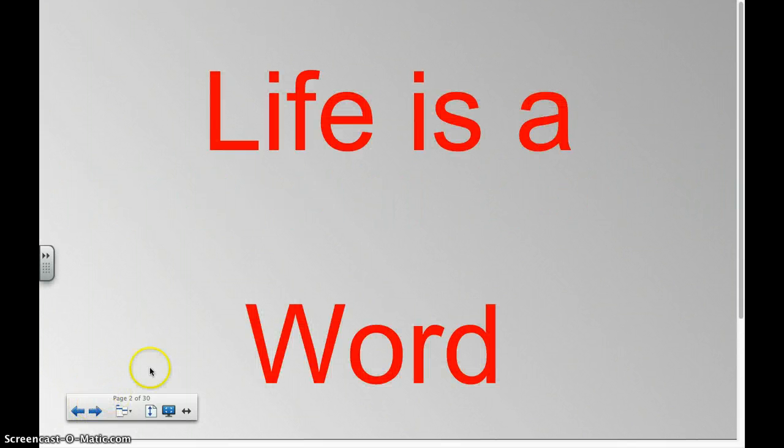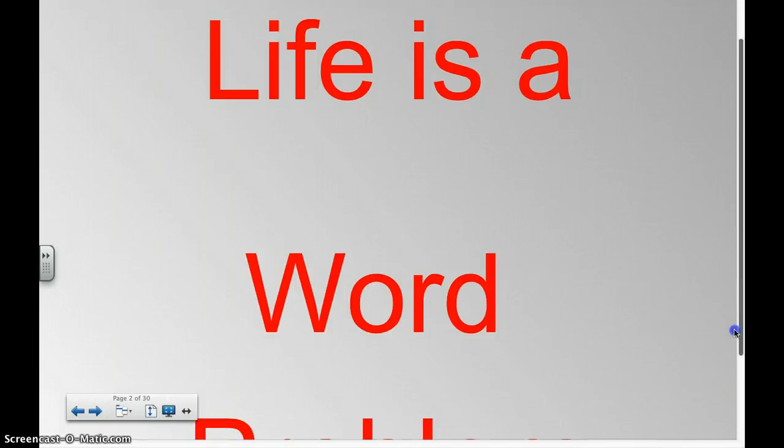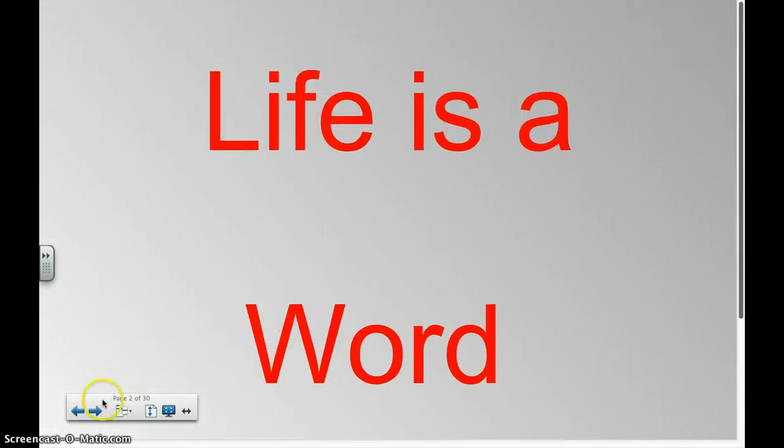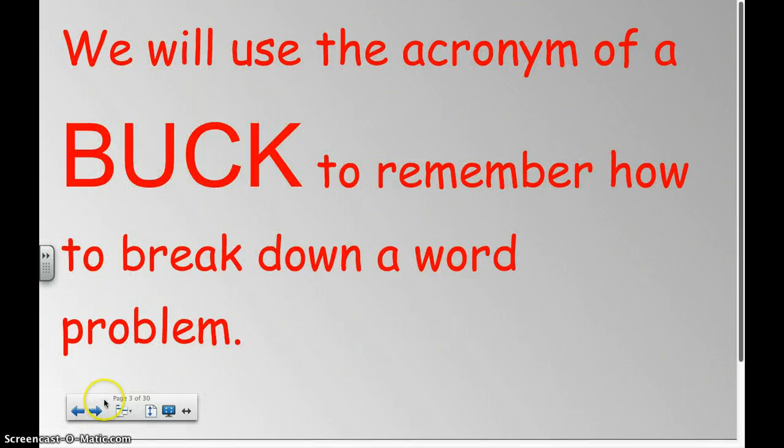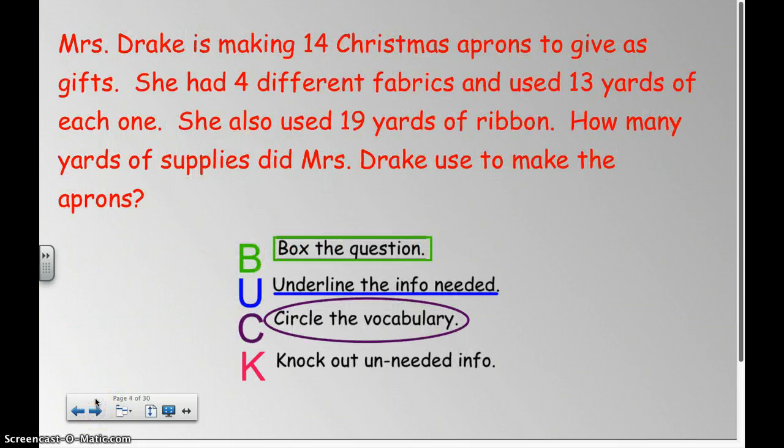Life is a word problem. So usually life sometimes has word problems in it. So let's figure out how to solve problems. You can use the acronym of BUCK to remember how to break down a problem. BUCK means box the question, underline the info needed, circle the vocabulary, and knock out unneeded info.